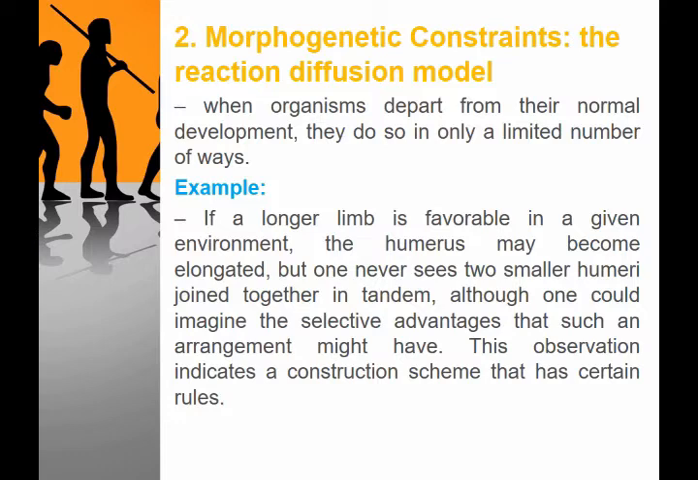In these constraints, when organisms depart from their normal development, they do so in only a limited number of ways. For example, if longer limbs are favorable in a given environment, the humerus may become elongated, but one never sees two smaller humeri joined together in tandem, although one could imagine the selective advantage that such an arrangement might have. This observation indicates a construction scheme that has certain rules.